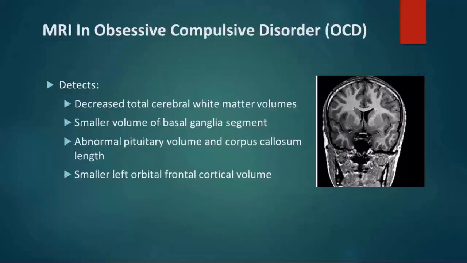Then with obsessive compulsive disorder, MRI is also used. MRI detects decreased total cerebral white matter volume. When we look at this scan compared to the normal human brain scan, we realize that there is a decrease in the cerebral white matter over here. There is a bit of shrinkage in the volume, a smaller volume of the basal ganglia segment, and abnormal pituitary volume and corpus callosum length. So these are the changes that will be observed in a person suffering from obsessive compulsive disorder.